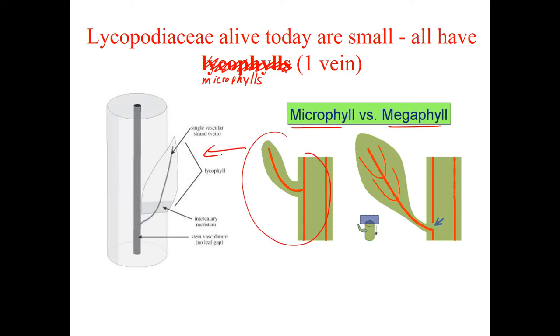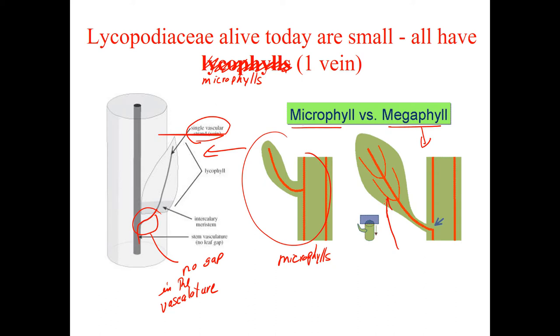This drawing here and this one over here are both microphylls, and they're showing this first characteristic. There's a singular vascular strand within the microphyll. Only one vascular strand. And also, if you notice here, there's stem vasculature and there is leaf vasculature, and there is no gap. Over here on the megaphyll side, we see a complex vascular system.